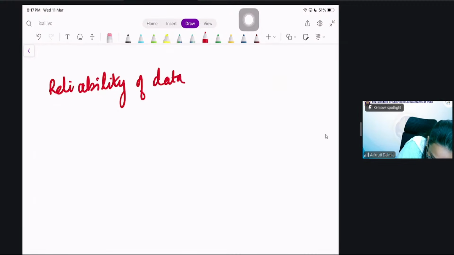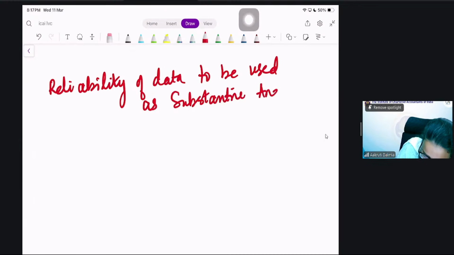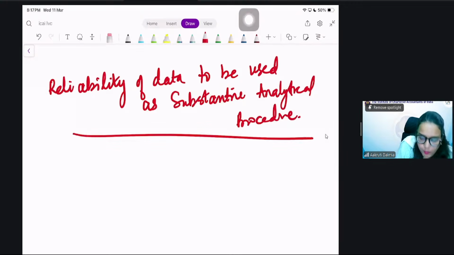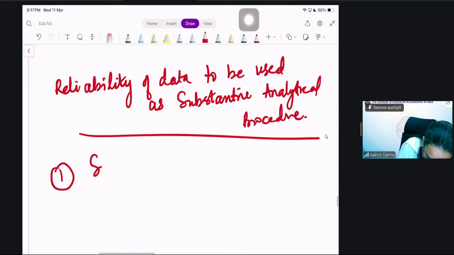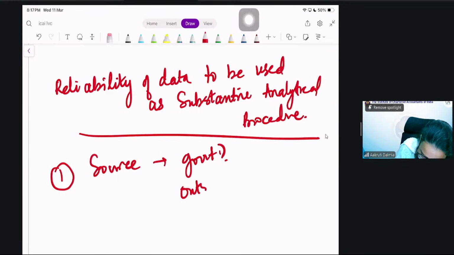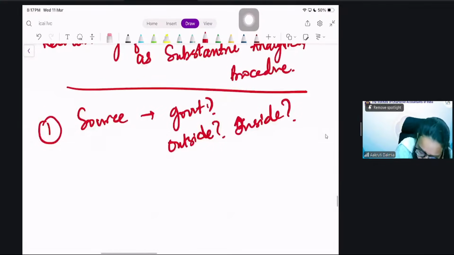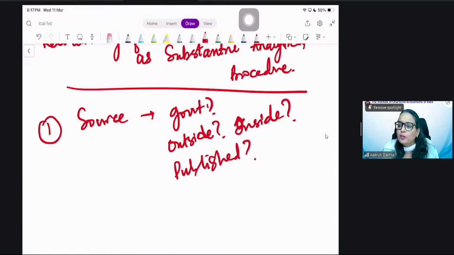Reliability of data. If you want to check reliability, how do you check? First, how and where did you find the data source? Is it by some government? Is it by outside the entity? Is it by inside the entity? Is it some published data? So, source. If the source is better, information is more reliable.